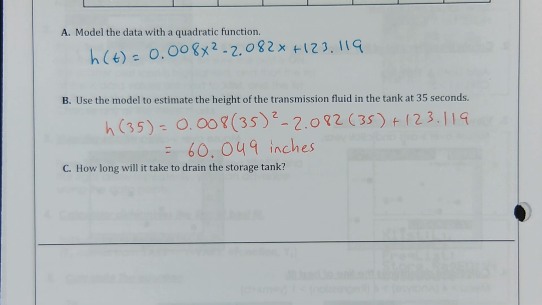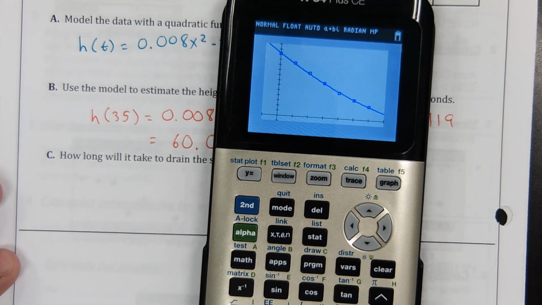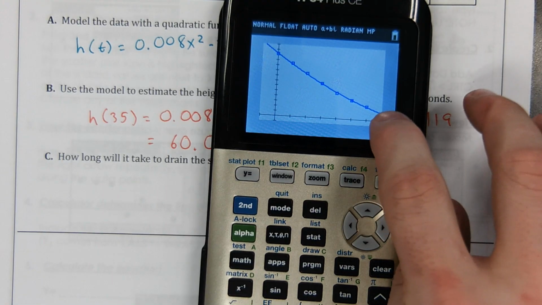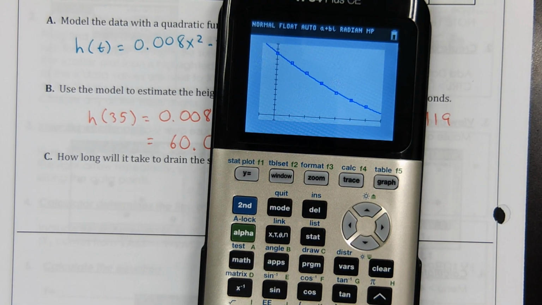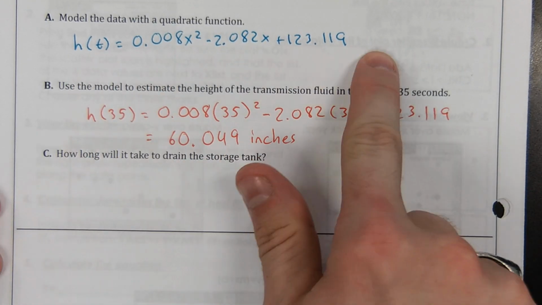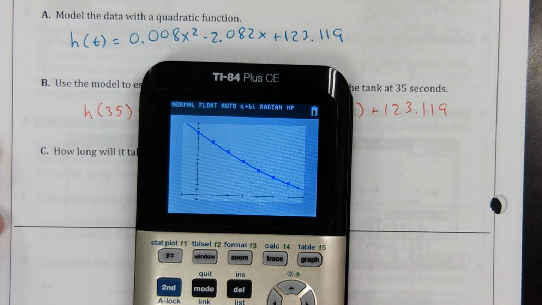The last question says, how long will it take to drain the storage tank? So if I drain the storage tank, what do I know to be true? The height is 0. If you go back to your graph, you will notice that we can't see when this graph hits a height of 0. It's further that way, isn't it? Now, we could try to solve this using the quadratic formula if we hate ourselves. But we don't hate ourselves. So what are we going to do?